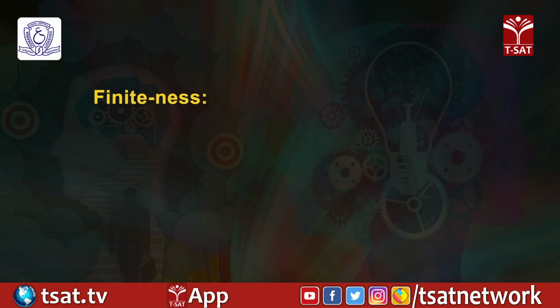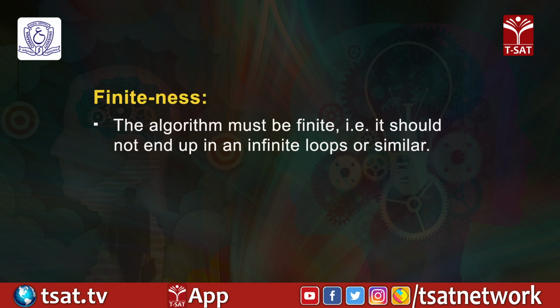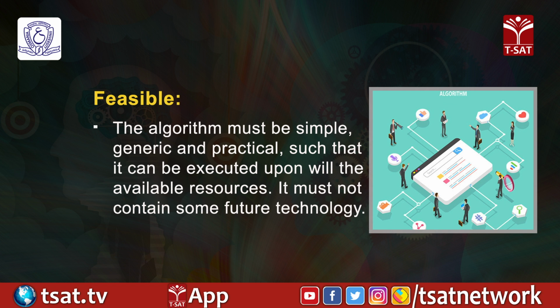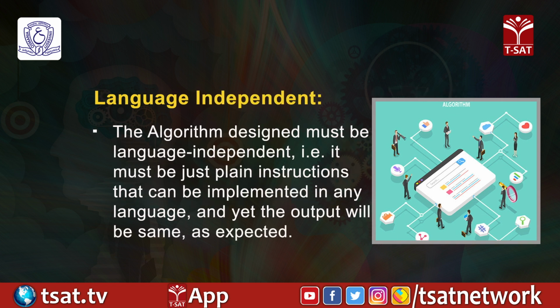The next characteristic is finiteness. The algorithm must be finite, that is, it should not end up in infinite loops or similar types. Next, feasible. The algorithm must be simple, generic and practical, such that it can be executed with the available resources. It must not contain some future technology. Next, language independent. The algorithm designed must be language independent, that is, it must be just plain instructions that can be implemented in any language, and yet the output will be the same as expected.